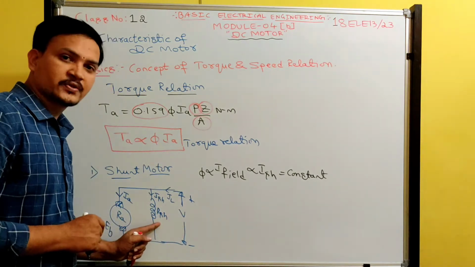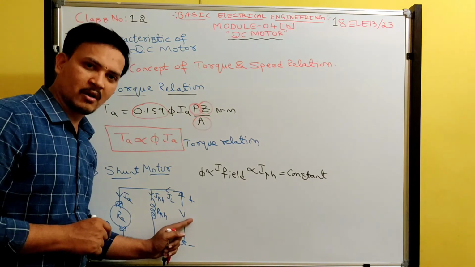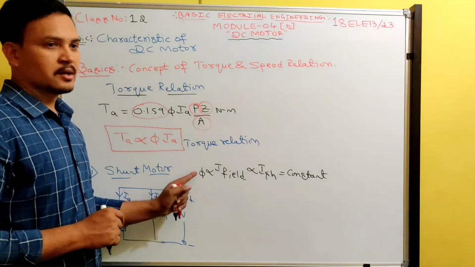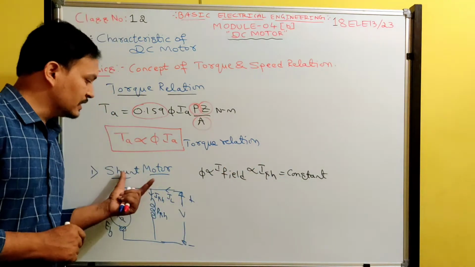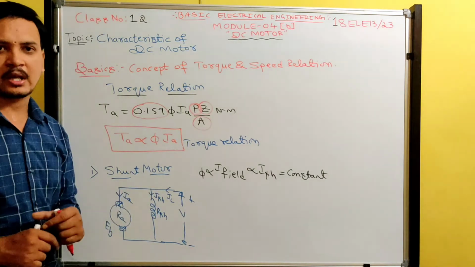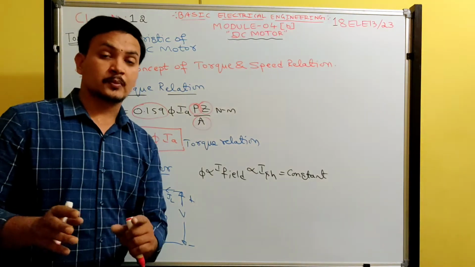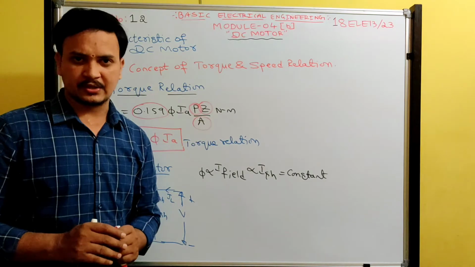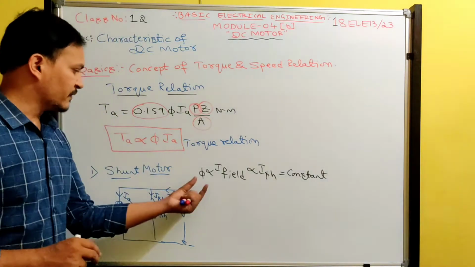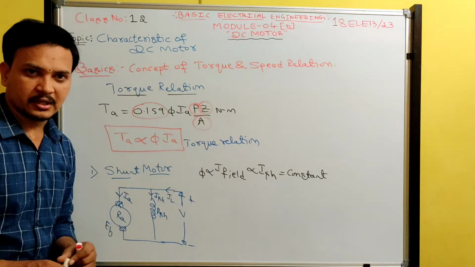For a fixed value of shunt field resistance, if the supply voltage is constant, then we can consider flux is constant in a DC shunt motor. So we are using shunt motors for constant speed applications. That's why the field current is constant.